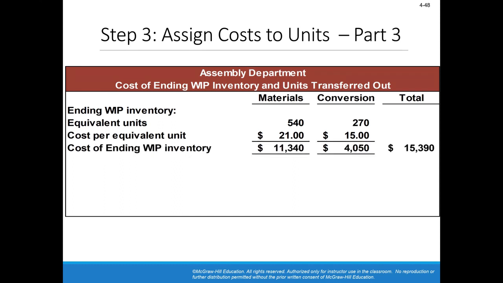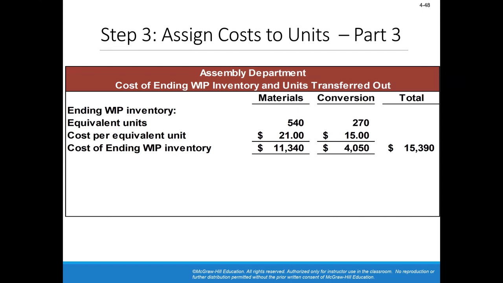So now we multiply to get the number. We take 540 equivalent units, multiply it by $21 to come up with the total material cost of the ending work in process inventory, which is $11,340 for materials and $4,050 for conversion. And then it gives us our total on the end, $15,390. So that is what the cost is going to be for the ending work in process.